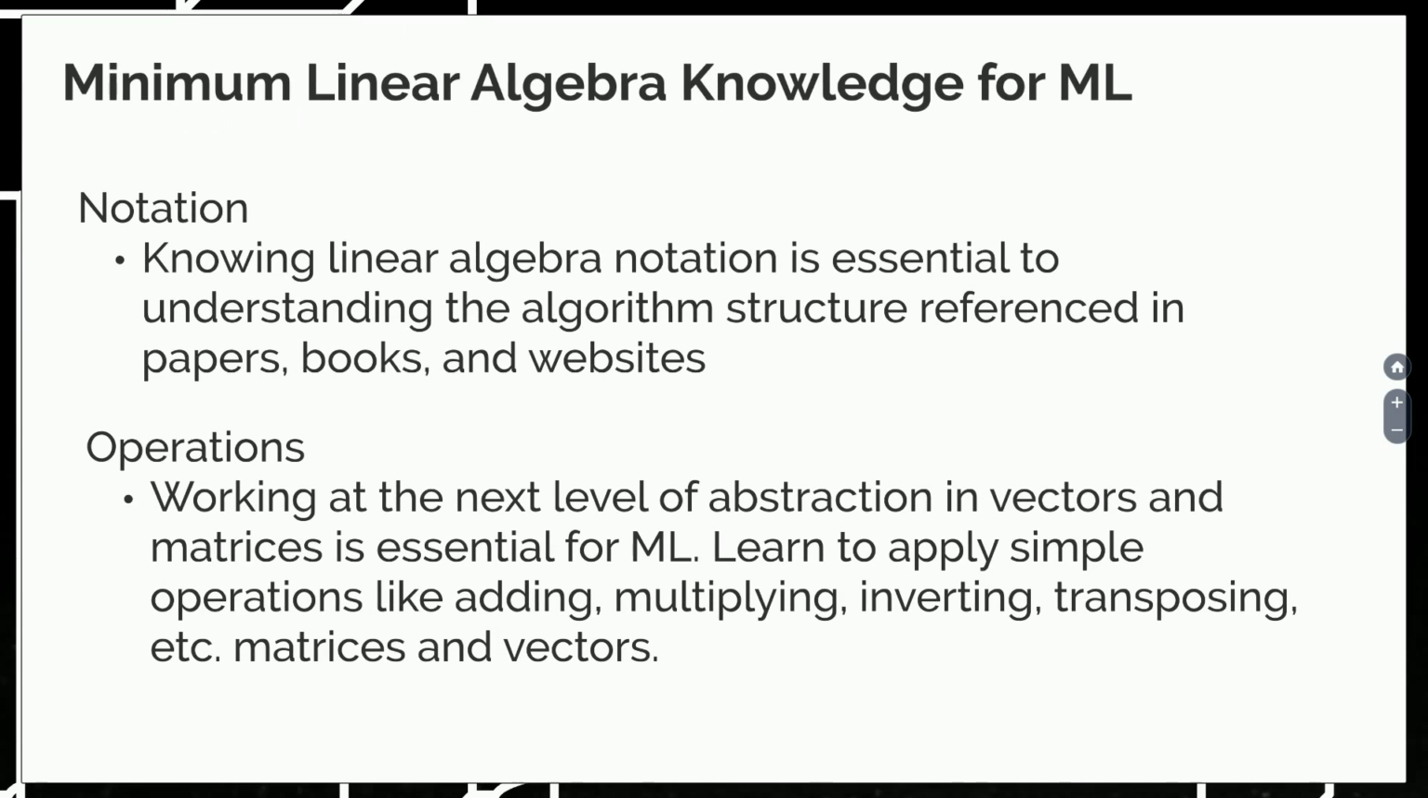So here's the minimum linear algebra that you should know for machine learning. 1, the most essential is notation. Understanding the algorithm structure as well as the input and output structure is going to be impossible if you're not at least familiar with the notation used in linear algebra. How does indexing for a matrix work, for example, is something you need to know in order to understand how to feed data into these algorithms. Notation is going to be essential even if you're not trying to develop your own algorithms. Even just applying an algorithm that somebody else has built, you're going to need to know notation.